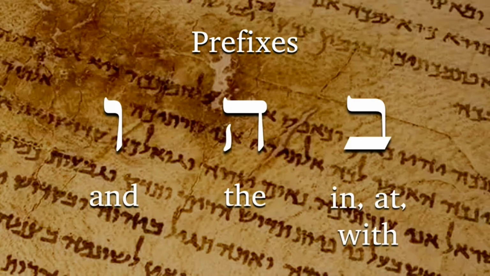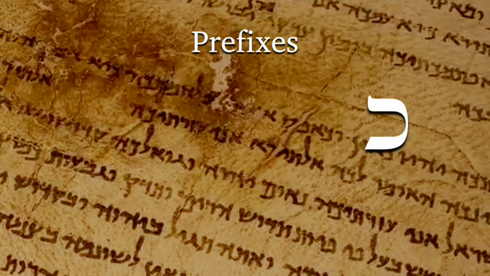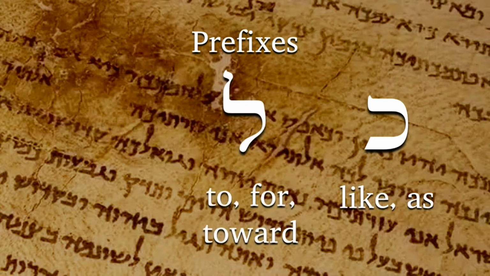Prefixes so far. Bet is in, at, or with. Hey is the. Vav is and. Then we had the letter Kaf for a prefix is like or as. Lamed is to, for, toward. And Mem is from or out of.